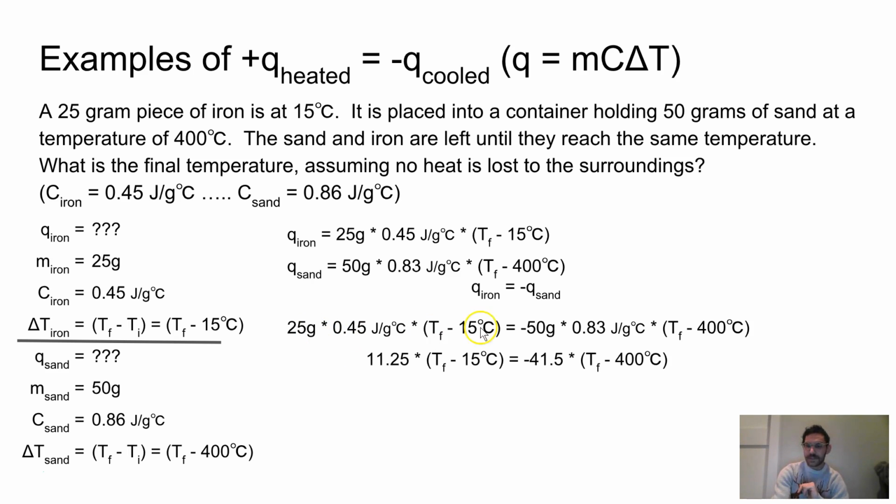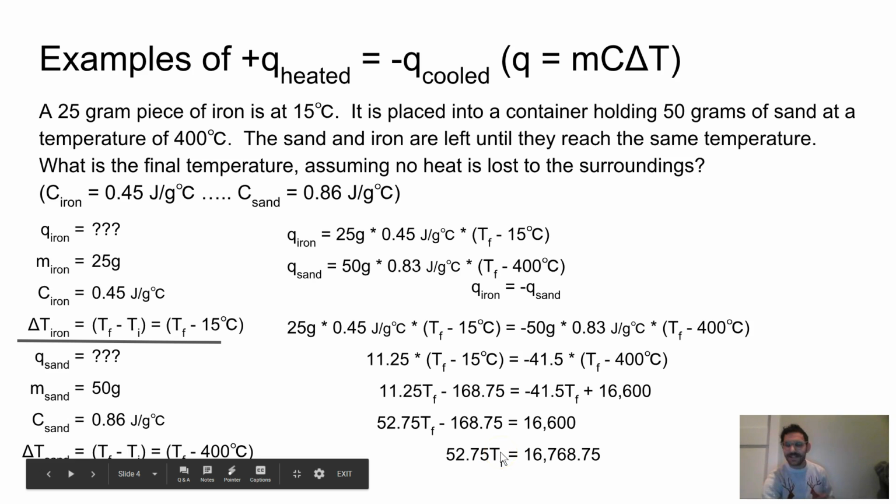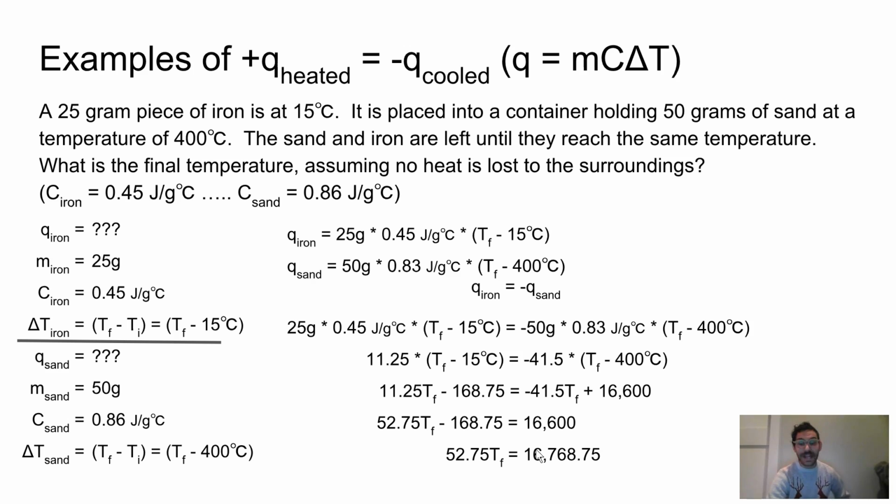I can multiply these two together, and these two together. Next, let's factor this, because I can multiply this into my parentheses. Now let's isolate all the T_F terms to one side of the equation, and get all the non-T_F terms to the other side. Now I can divide each side by 52.75, and that should give me the final temperature by itself.